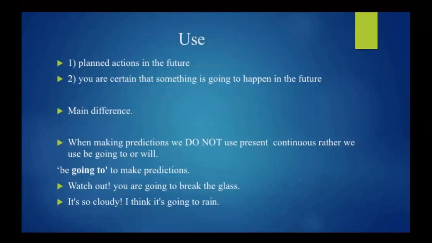Instead, we use be going to. Read the examples with me. Be going to make predictions. Watch out, you're going to break the glass. It's so cloudy, I think it's going to rain.